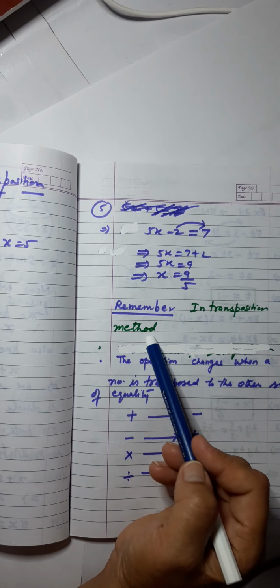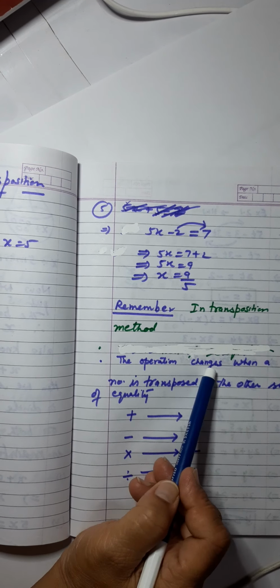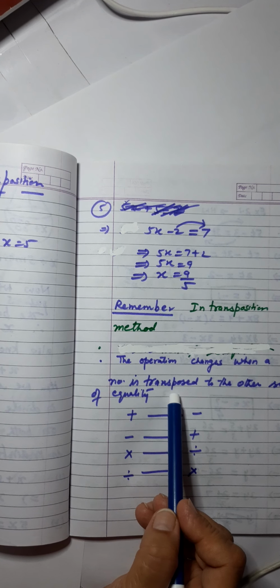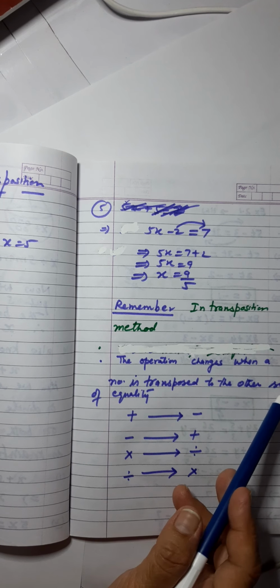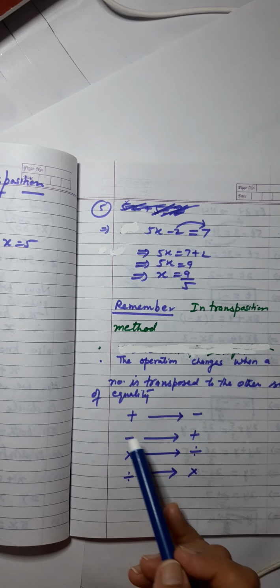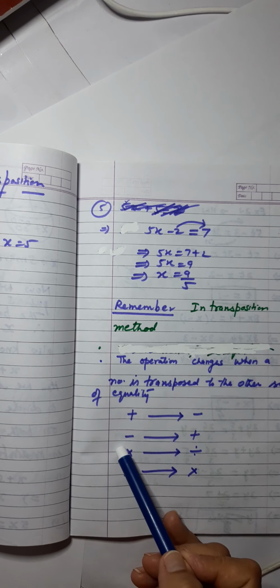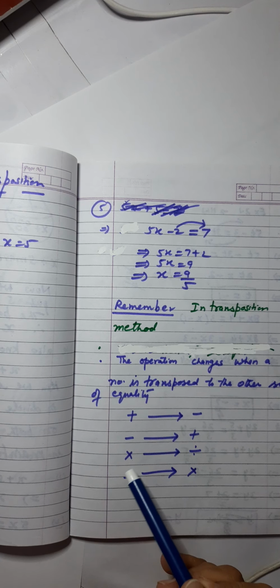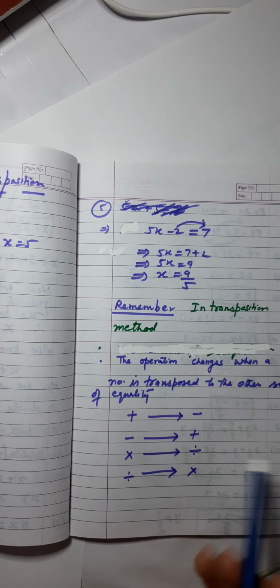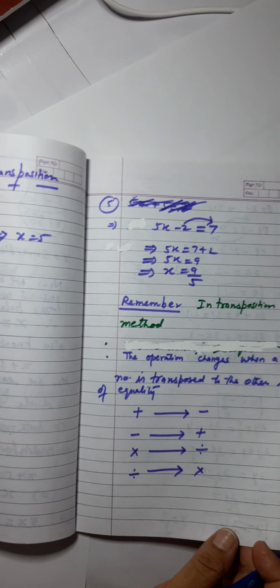Now, a few things to remember. In the transposition method, the operation changes when a number is transposed from one side to the other side of equality. That is, addition changes to subtraction, subtraction changes to addition, multiplication changes to division, and division changes to multiplication.